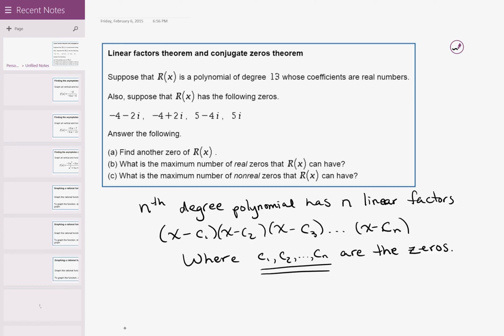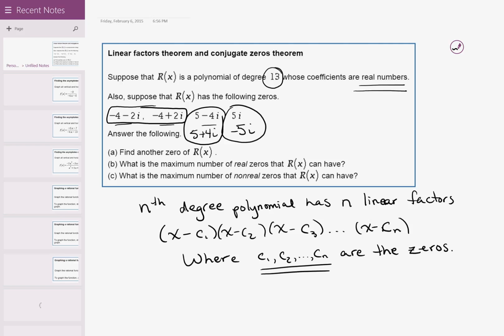Now, we're told we have a polynomial of degree 13 whose coefficients are real numbers. And we are given four complex roots. These two are a conjugate pair. I know that 5 plus 4i must also be a root. And I know that negative 5i must also be a root. So the conjugates of these other two must also be roots.